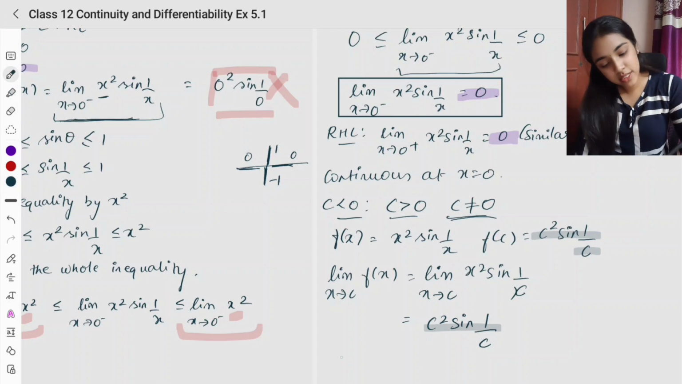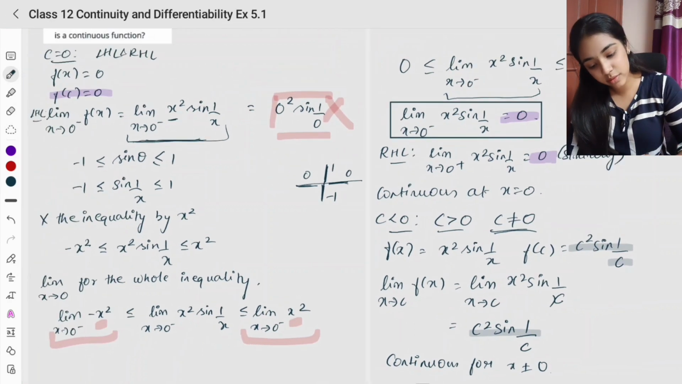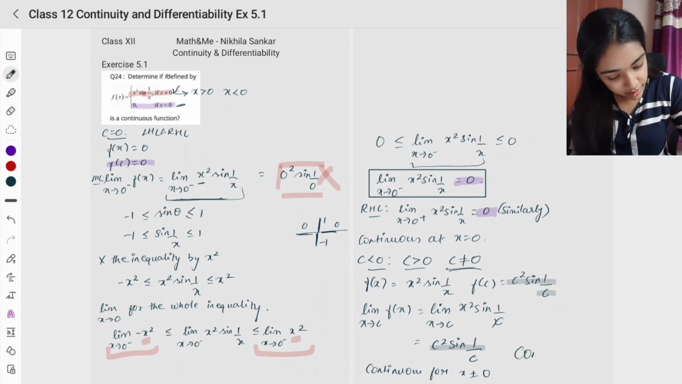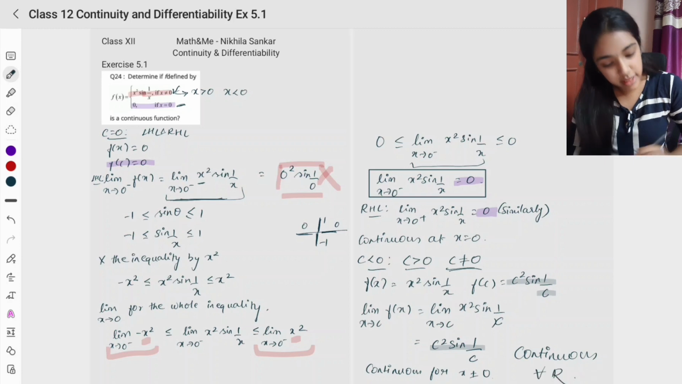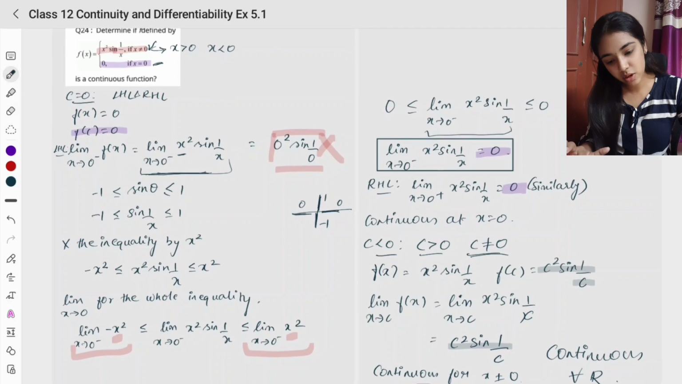So it is continuous for x not equal to 0 also. So it is continuous everywhere. Okay, this is how you write. So basically the function is continuous everywhere. Continuous for all real numbers. Okay, please take a screenshot, copy, or pause the video and copy.